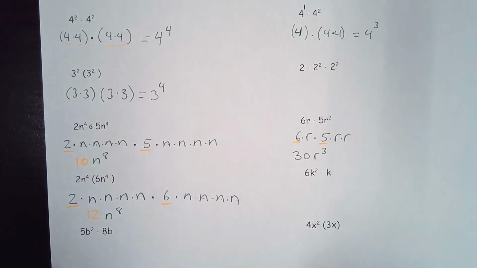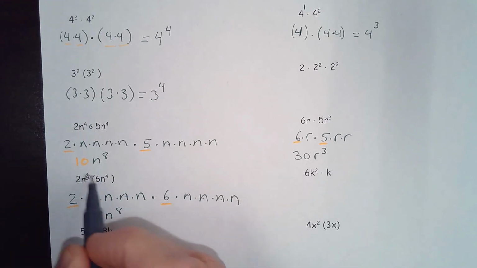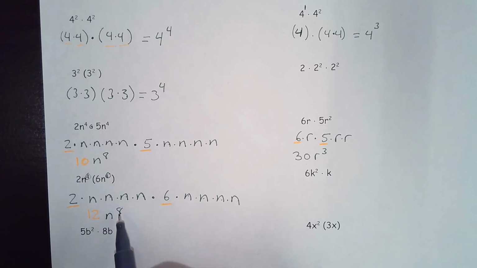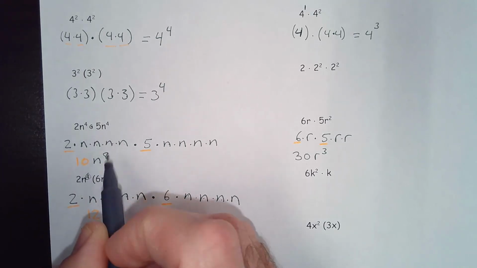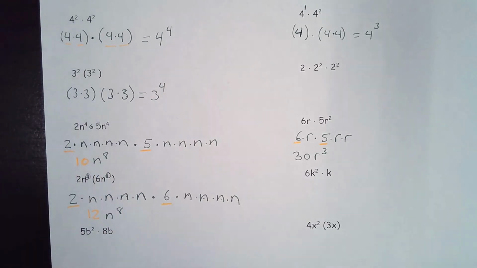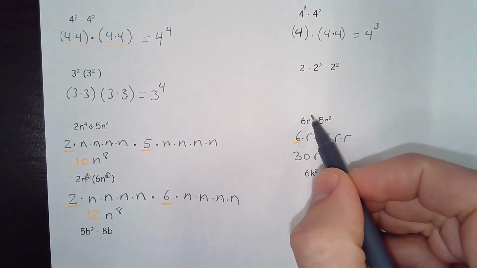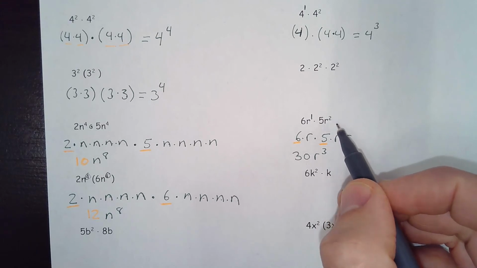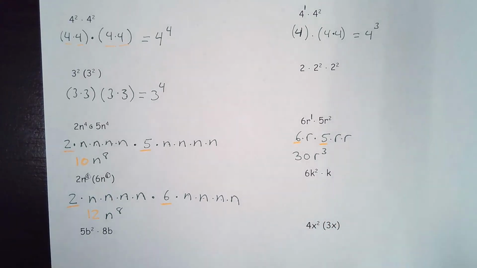Notice how the product rule tells us that we can add those exponents. We add 4 plus 4 is 8. Up here, 4 plus 4 gives us the 8. 2 plus 2 gives us the 4. Here, this is like a 1, and 1 plus 2 is 3.